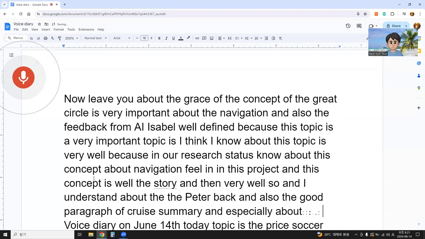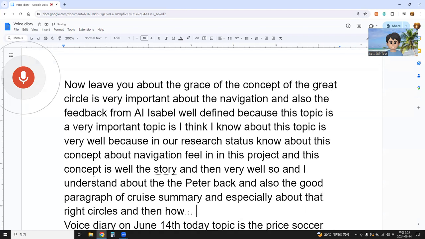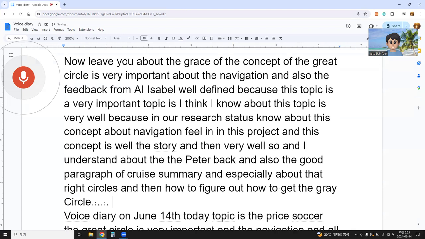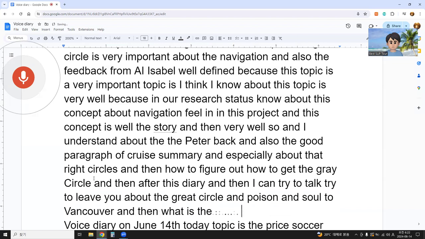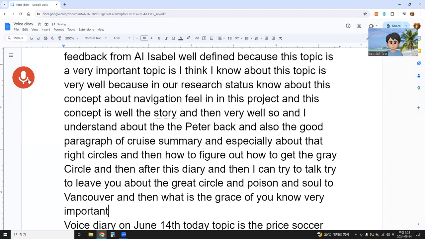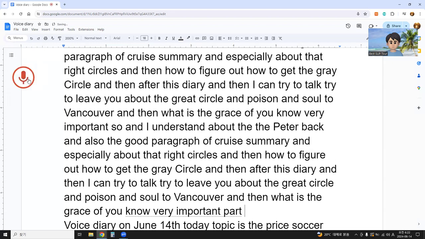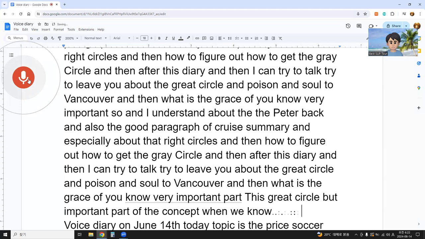that it covers the gray circle and how to figure out how to get the gray circle. After this diary, I can try to talk and review about the gray circle, for example, Seoul to Vancouver. What is the gray circle as the center of Seoul, the gray circle with the center of Vancouver? This gray circle is a very important part of the concept when we know about the navigation on the planet.